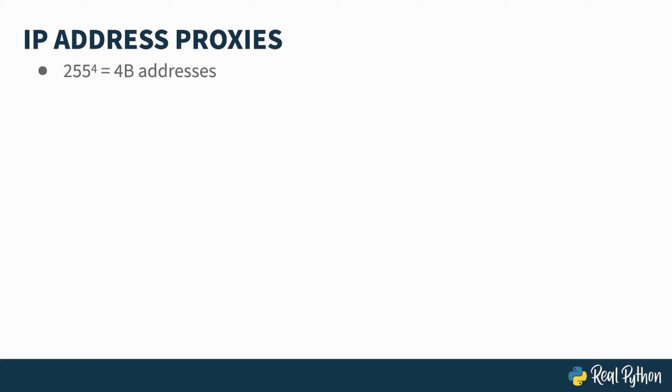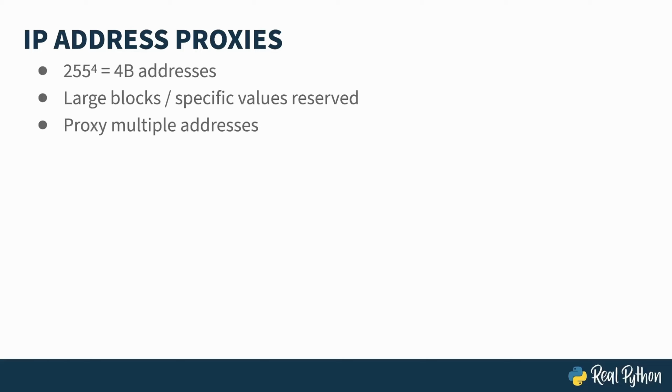Four numbers from 0 to 255 gives you a total of over 4 billion combinations. You might think that's enough, but there are blocks of these numbers that are reserved for specific uses. And well, there are 8 billion of us on the planet, and although not everyone has a device yet, lots of us greedy folks have several. To get around this problem, you can proxy multiple addresses behind a router. In fact, some of those reserved blocks I was talking about are specifically for this.